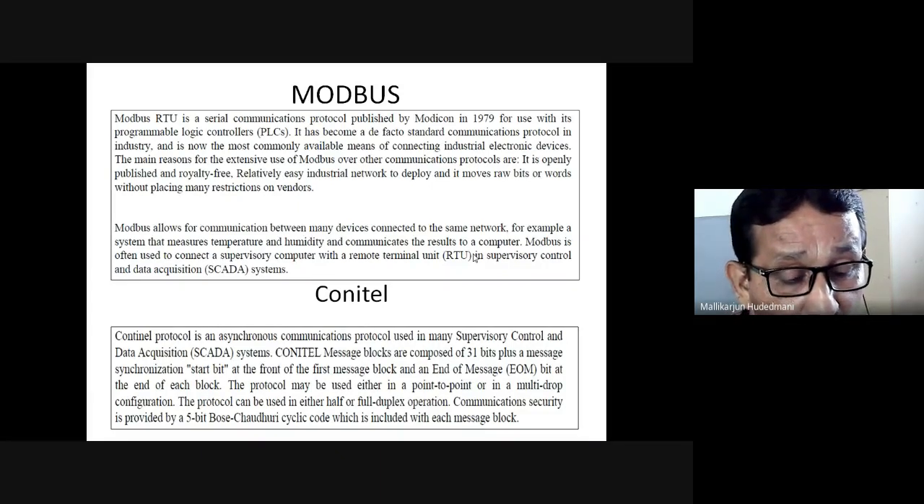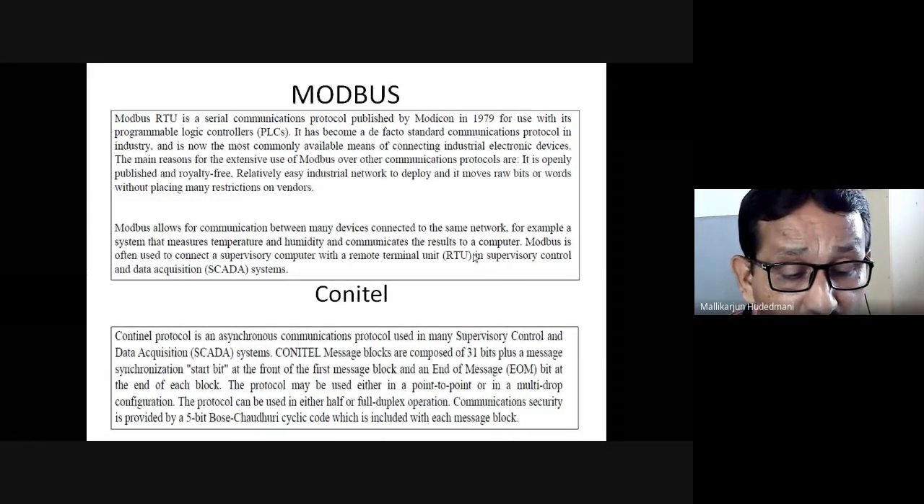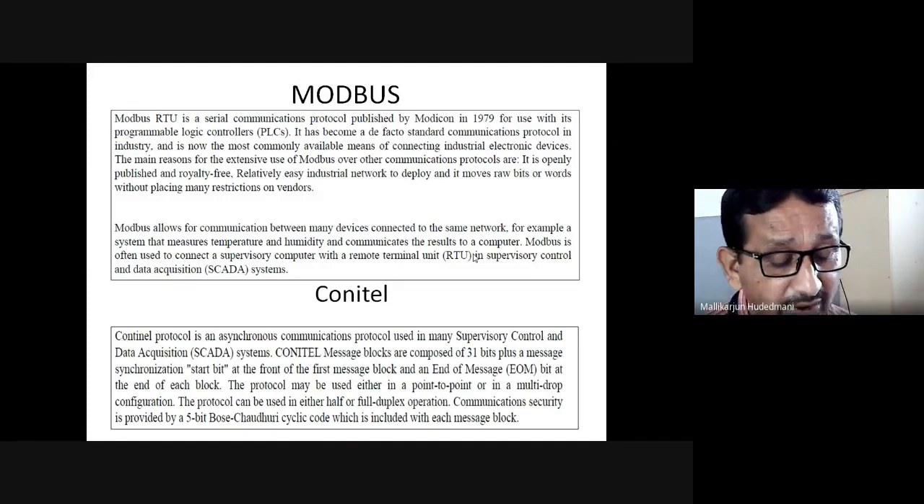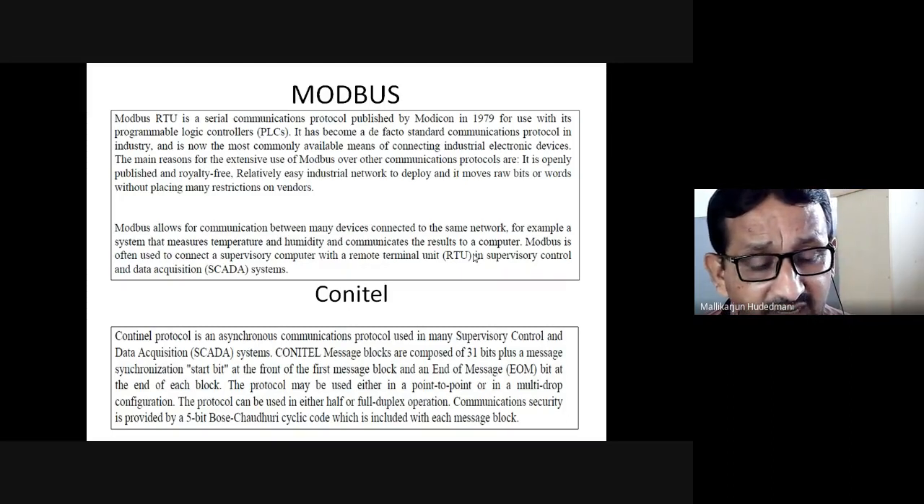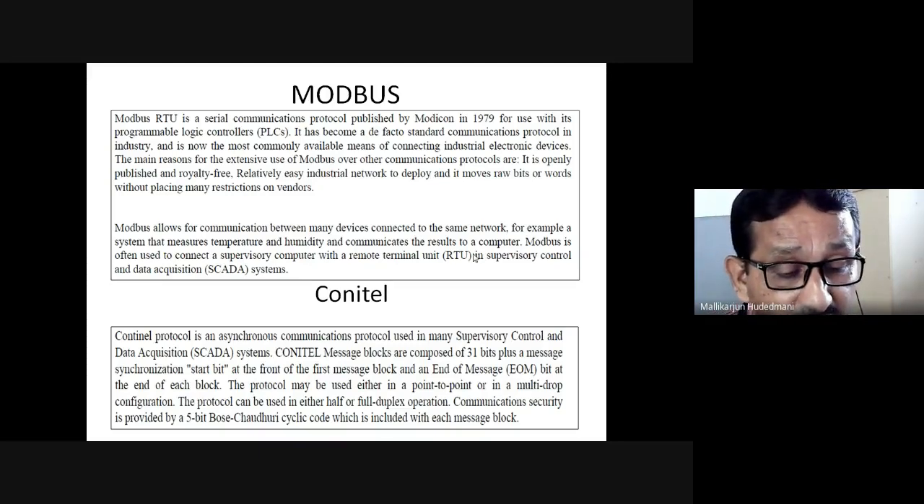Synchronous and asynchronous, this is a kind of asynchronous. This protocol may be used either in a point-to-point or a multi-point configuration. Point-to-point is where a device wants to connect to a neighbor second point, one-to-one directly, or single point to multiple points like this. So this is used in particular communication. It is either half or full duplex.